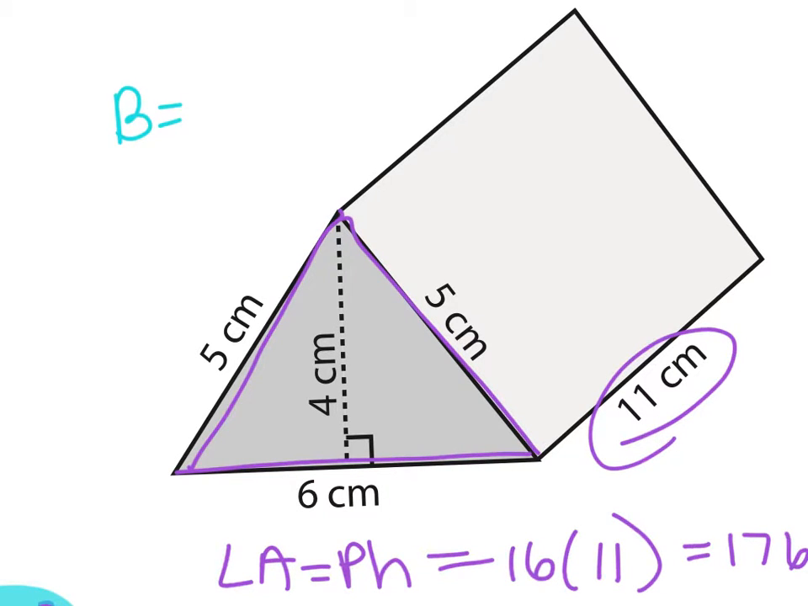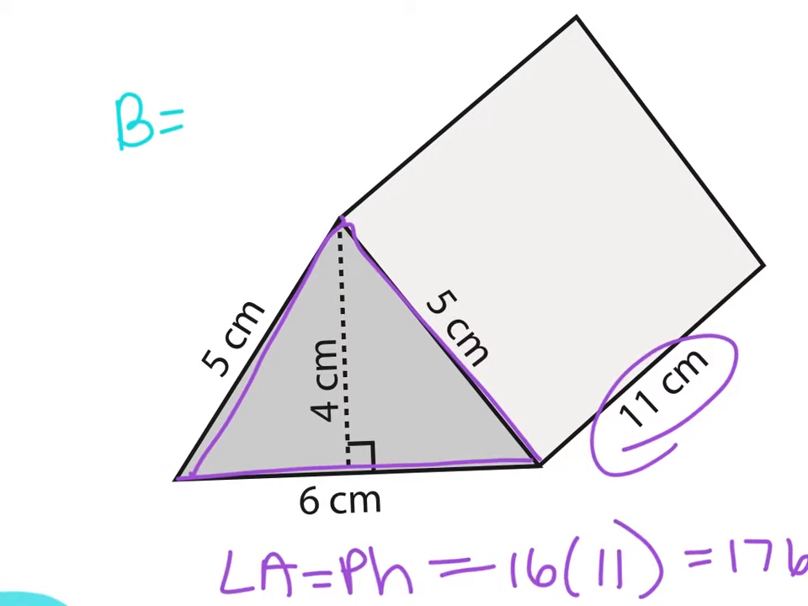But you could have found 4. Like imagine if 4 was not there. If 4 was not given to you. What do I know about what happens with the altitude of an isosceles triangle? Good. It would cut that 6 into 3 and 3, and then I could use my Pythagorean triple to find the height of this triangle.